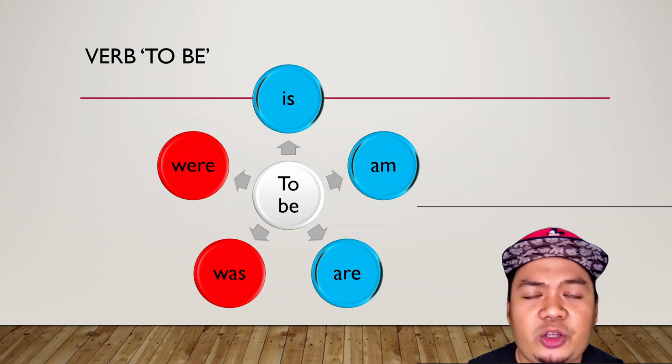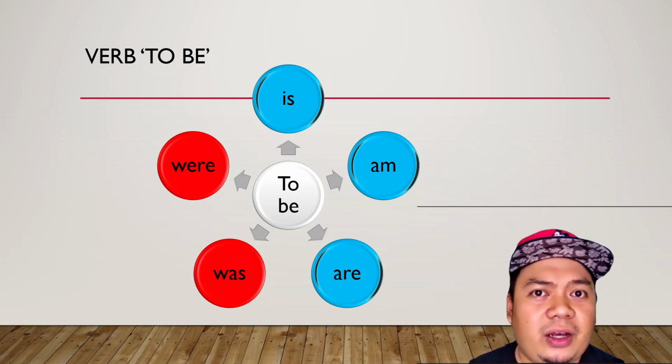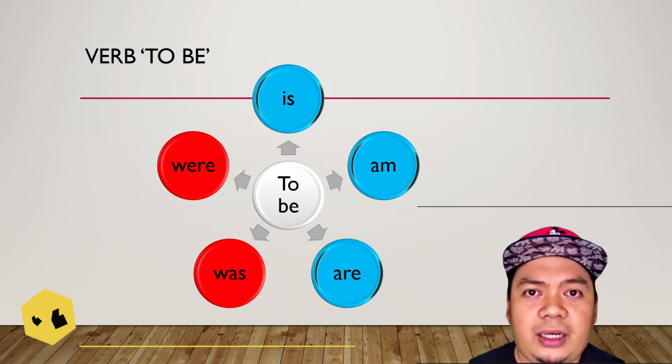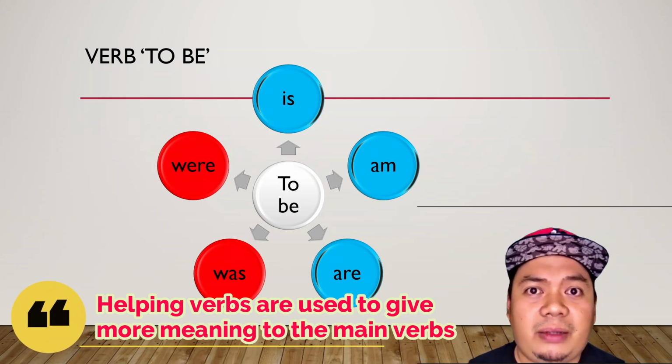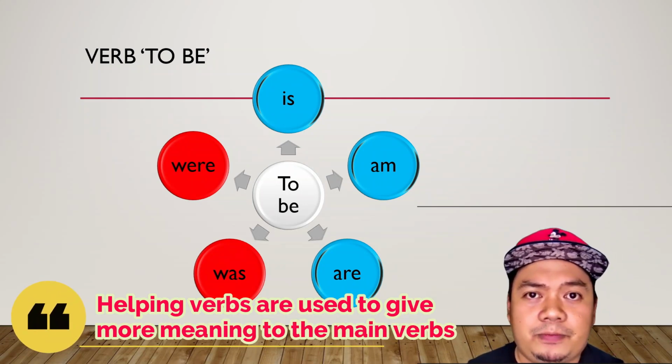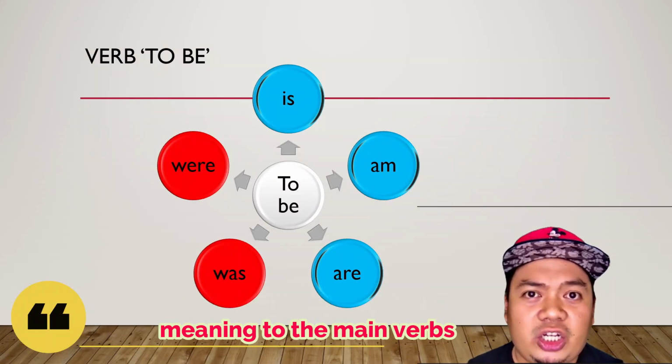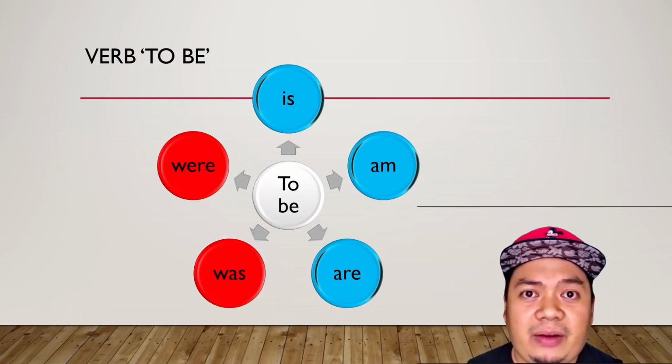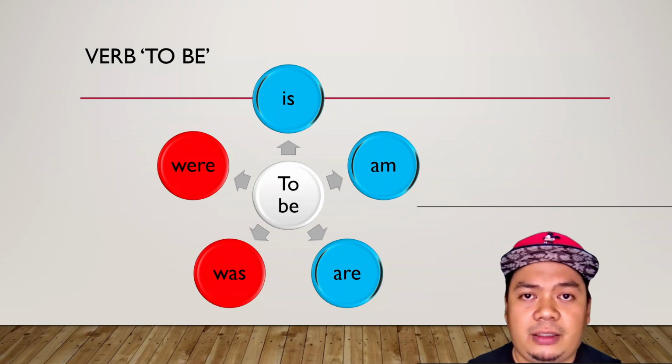Before learning about my magic table, you need to know certain things. The first thing is you need to know that in English we have what we call helping verbs. These are the verbs that will complement the meaning of the main verbs in the sentence. It will give additional meaning to the main verbs in the sentence.